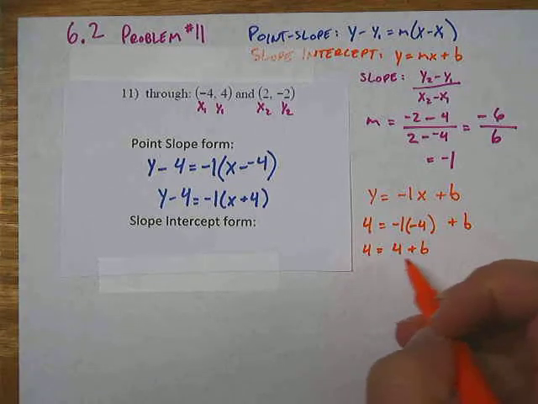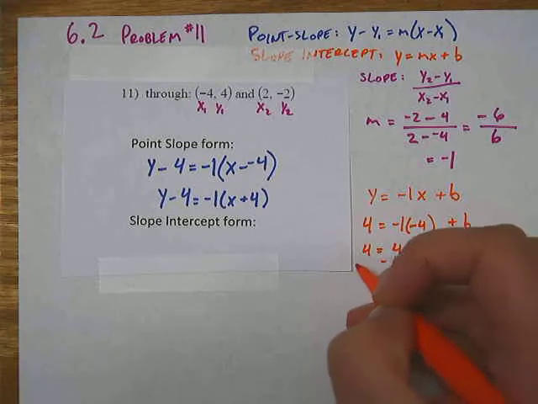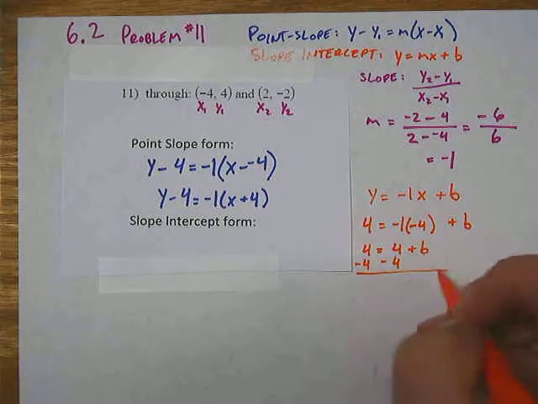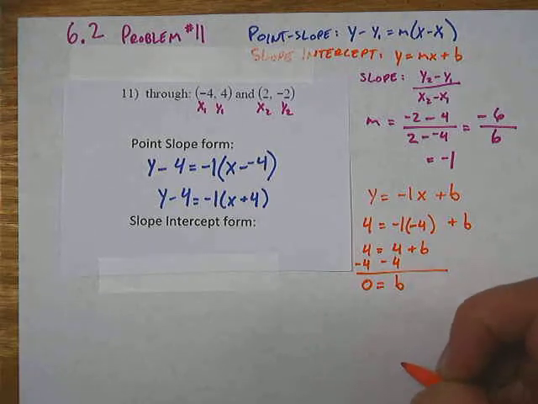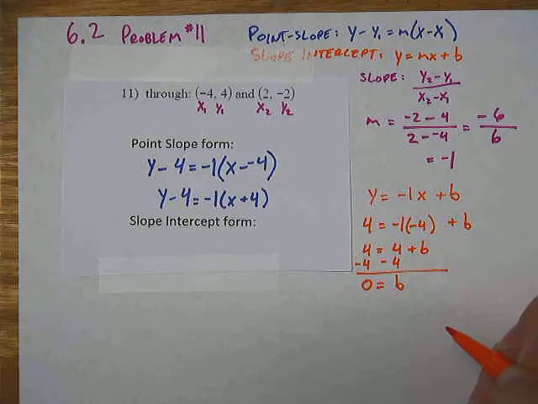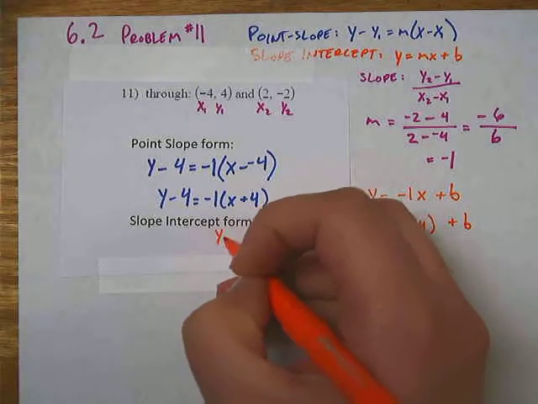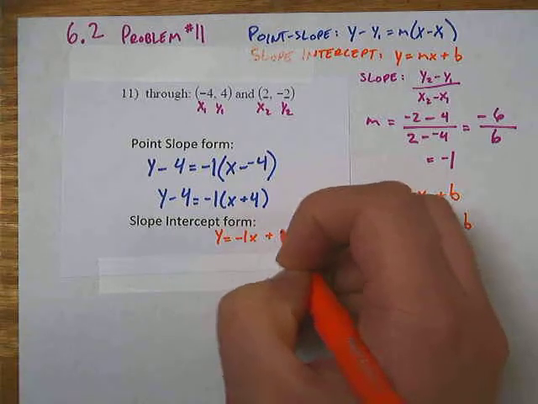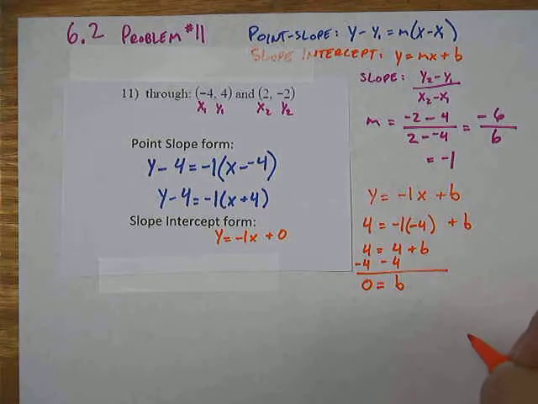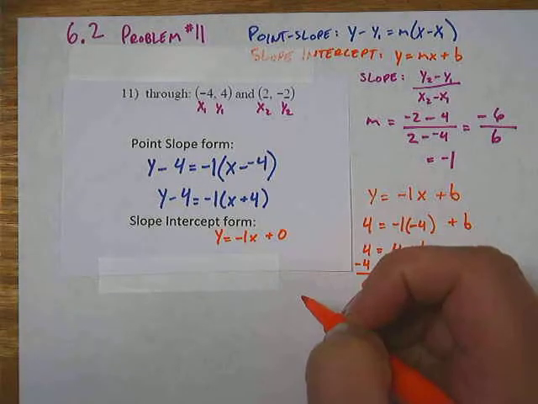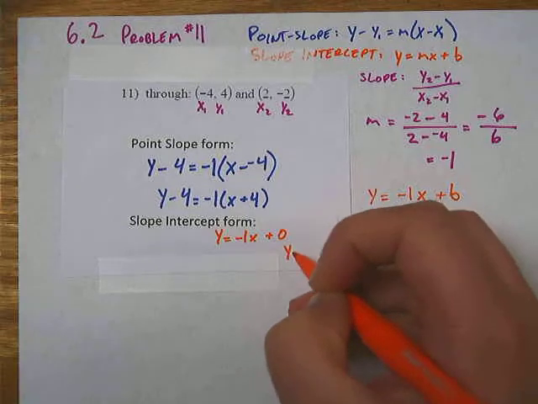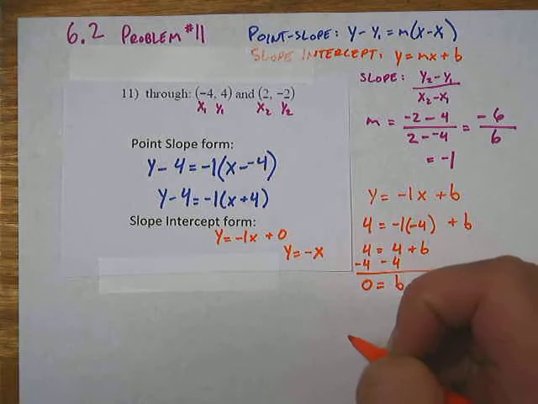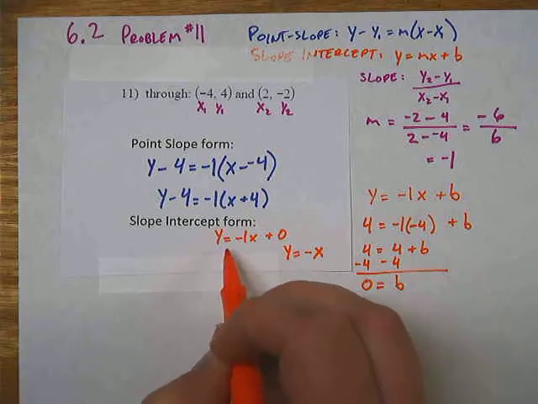Alright, so now we just have to solve for b, so let's subtract 4 from both sides. So we're left with 0 equals b. So in this case, our y-intercept is 0. So to write it in slope-intercept form, we would have y equals -1x plus 0. But we don't really need 0 there. And we actually don't even really need -1. We can just go y equals -x. And that would be the exact same thing as this here.